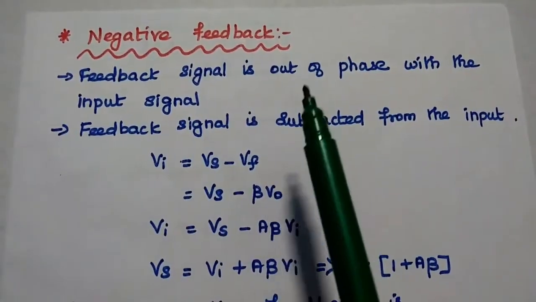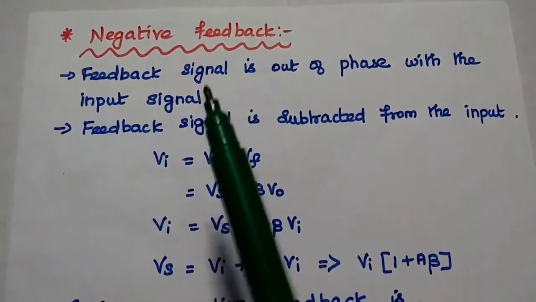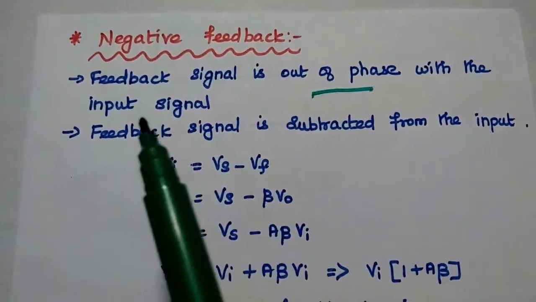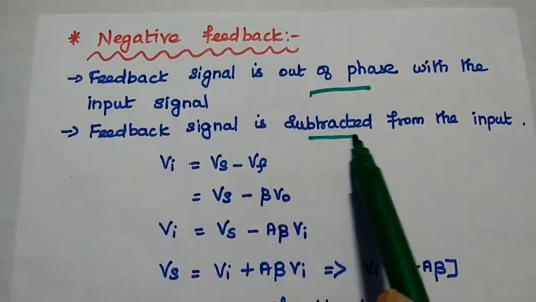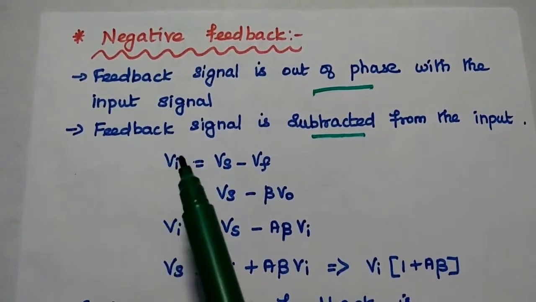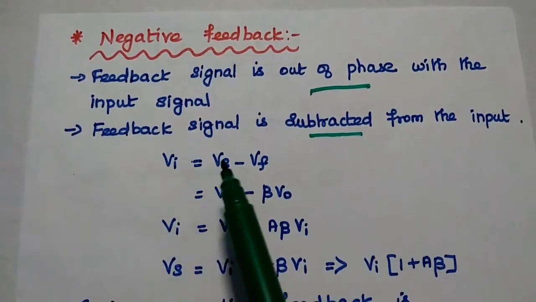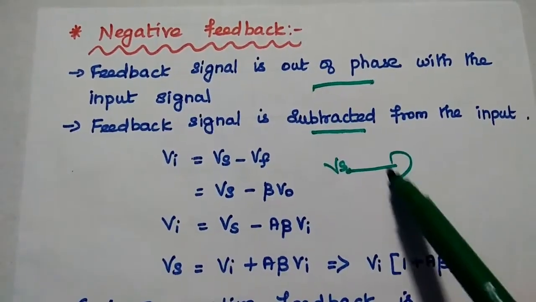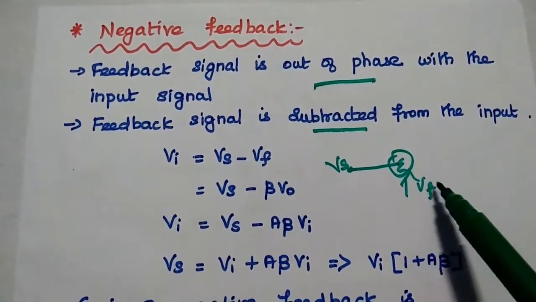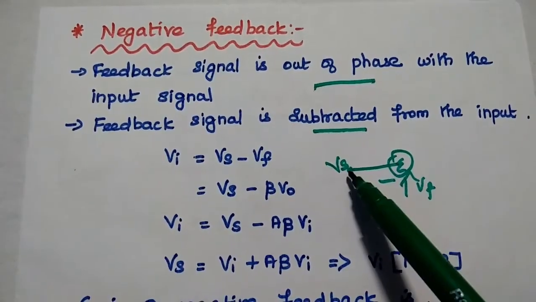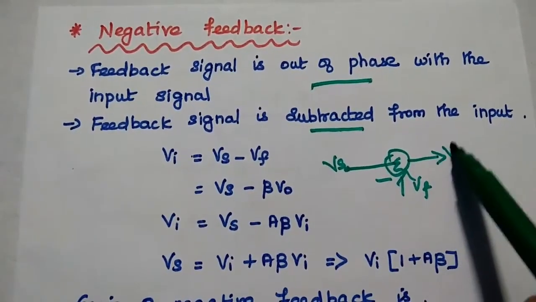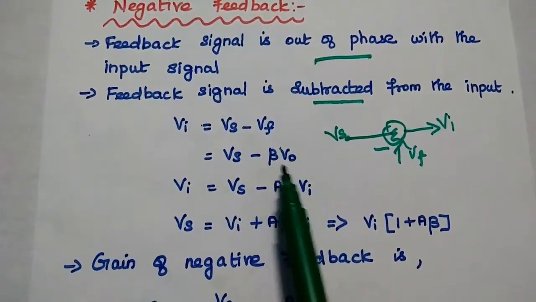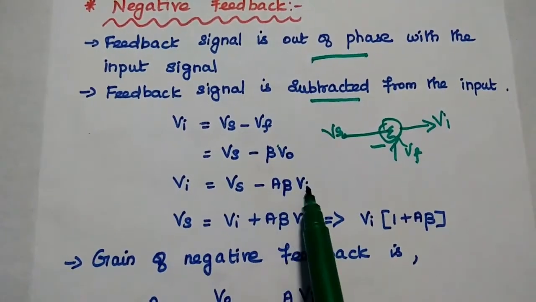Next one is negative feedback system. In this method, the feedback signal is out of phase with the input signal. Hence, the feedback signal is subtracted from the input. So, here we can get Vi is equal to Vs minus Vf. So, here it is the source signal. Here it is the feedback signal Vf. We are going to subtract this feedback signal from this source signal to get this Vi. So Vi is equal to Vs minus beta into V0. Then V0 can be replaced with the term A into Vi.